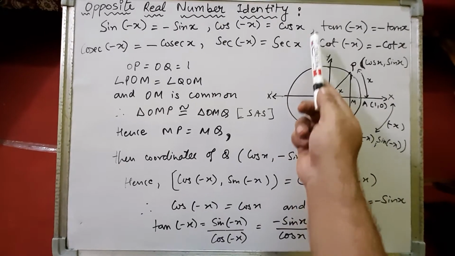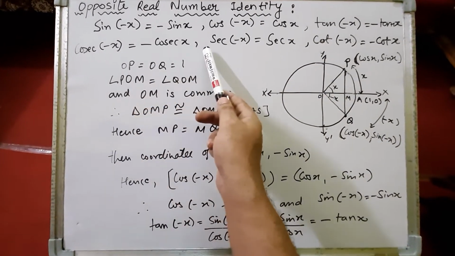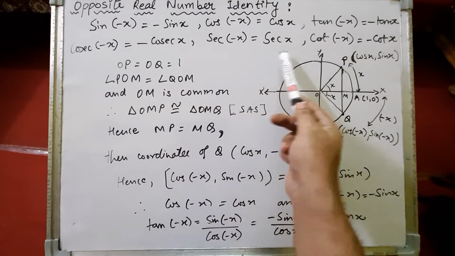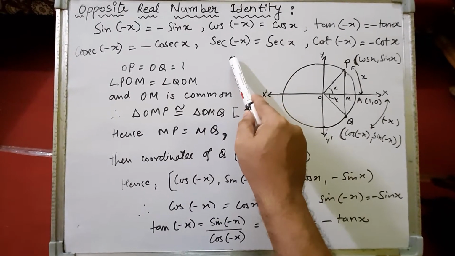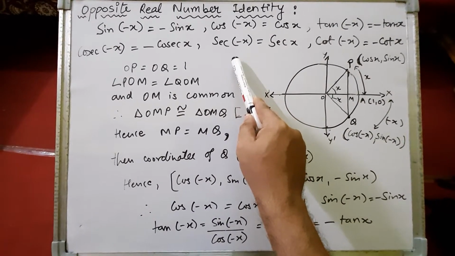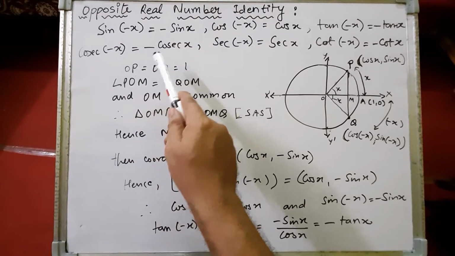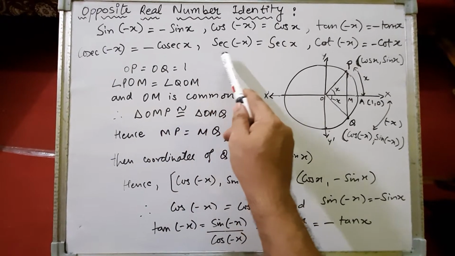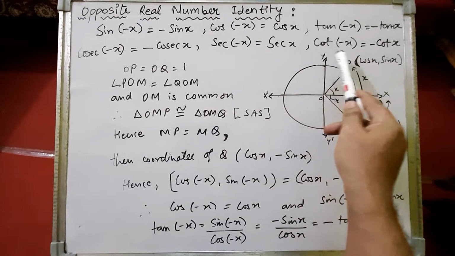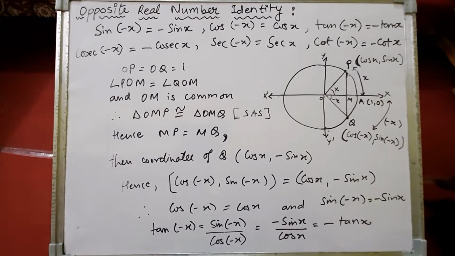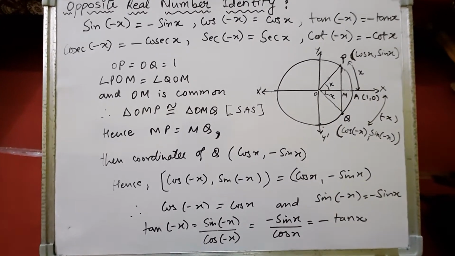So similarly, we can find the values of all these trigonometrical angles. This is called the opposite real number identity. So cosec of minus x will be minus cosec x. Sec of minus x will be sec x. Cot of minus x will be minus cot x. Right, children? Note down, please.